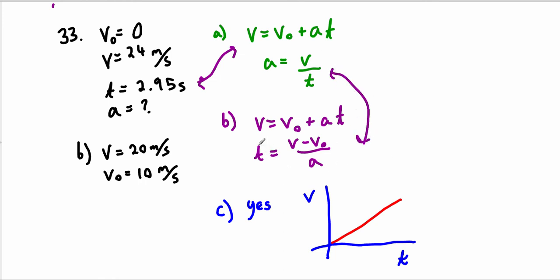The last question, C, says, will doubling the time always double the change in speed? The answer is yes, because if a is constant, then the slope of this line is always going to be constant. If the acceleration was changing, then we wouldn't be able to use these kinematic equations. So if you double t, you always double v. And you might want to take a second to think about that, because this is an interesting question.